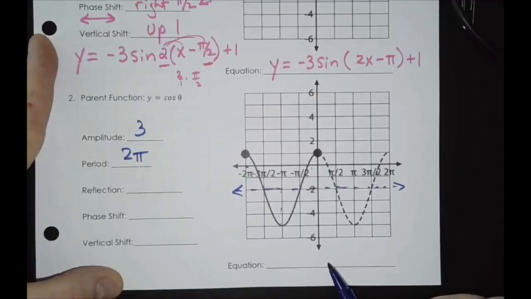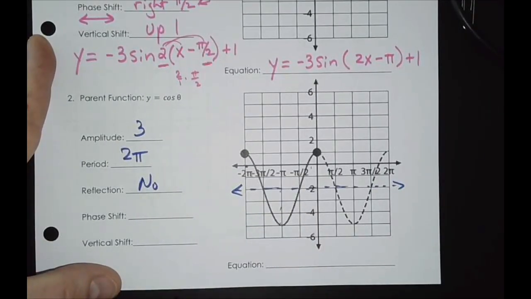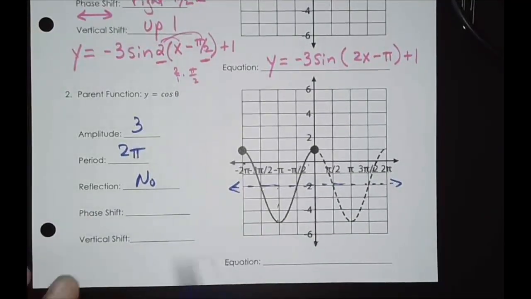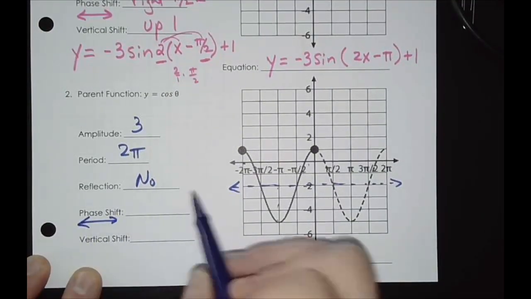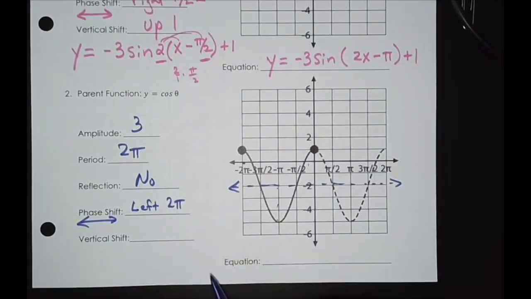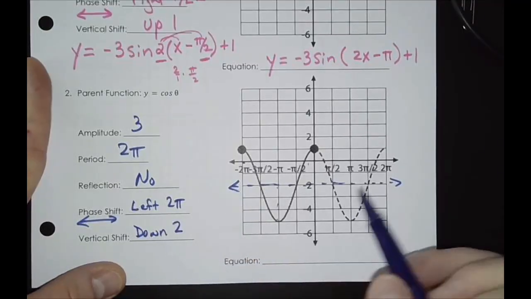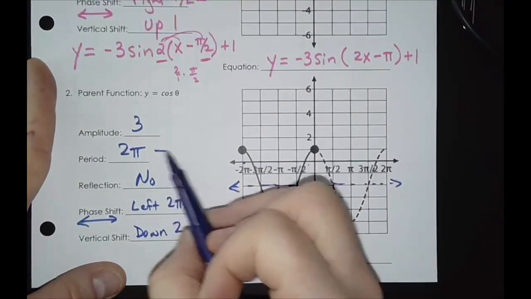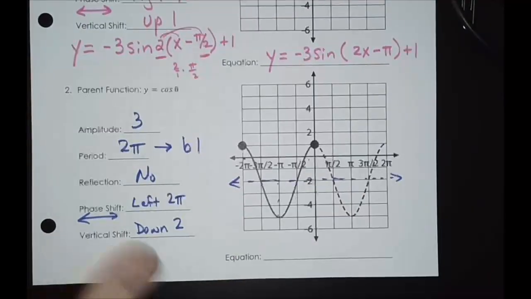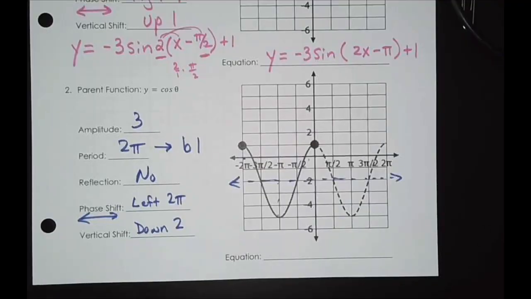Is there a reflection in this one? No. That means no negative in front. Is there a phase shift left and right? Left 2 pi. It's going left by 2 pi. Is there a vertical shift up or down? Down 2. If the period stays the same, the B number is a 1. And I don't have to worry about how to distribute that B number. If it's 1, we can go straight to the parentheses. So there's no need to do anything on the side.